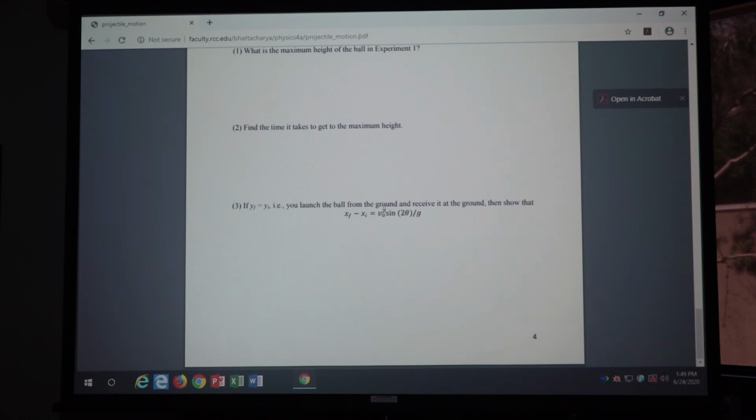If you launch the ball from the ground and receive it at the ground, then show that you can express the range simply with this analytical expression. As long as you know the initial velocity, you would know exactly where the ball lands, except for the fact that you have to ignore the air friction. If you include air friction, this becomes too complicated.